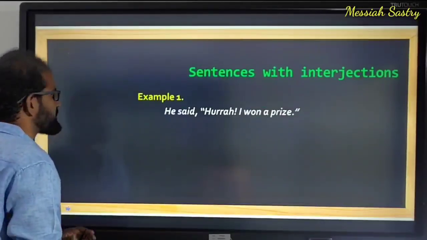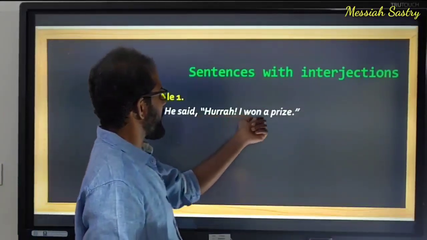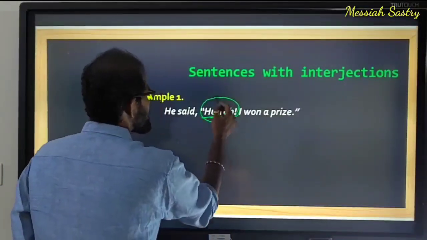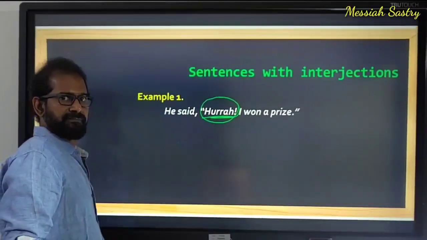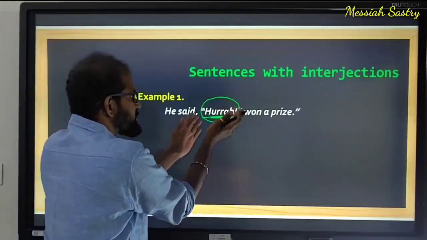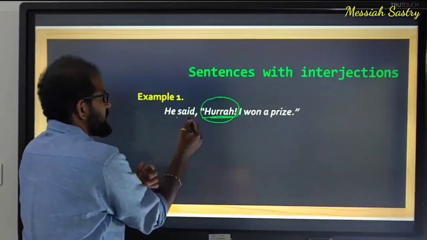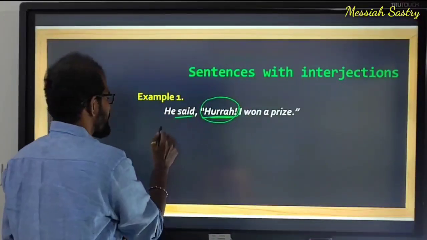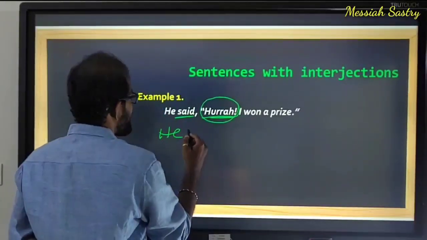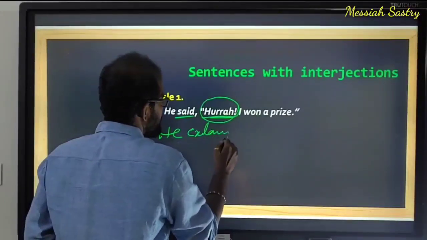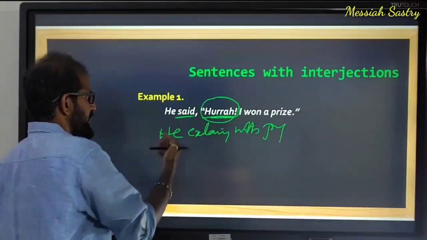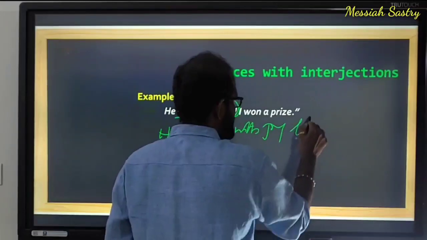Let us take an example. He said, hooray, I won a prize. Here, hooray is an interjection. When we use sentences with an interjection, we have to change the reporting verb based on the interjection. Now how can we change this hooray? Hooray is a happy thing, so we can say he exclaimed with joy. Hooray is a joyful word. So, exclaimed with joy, that conjunction.